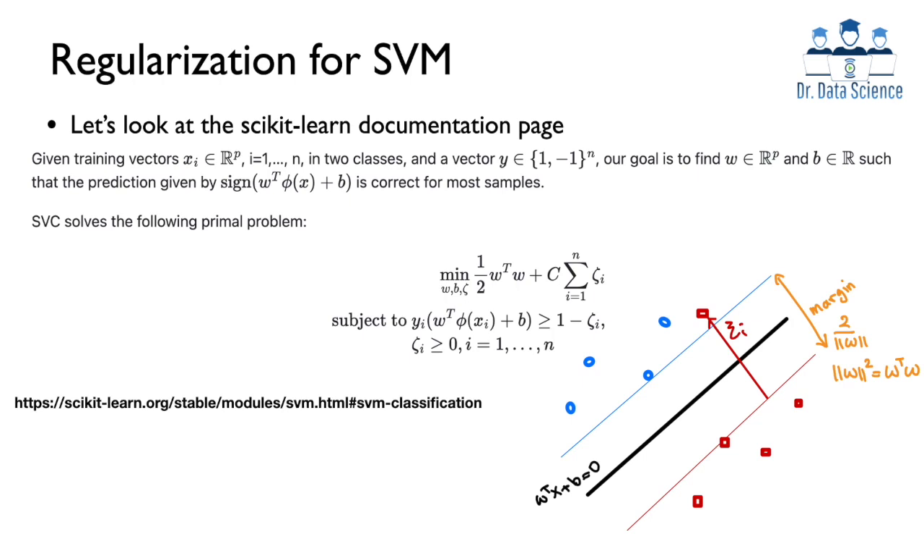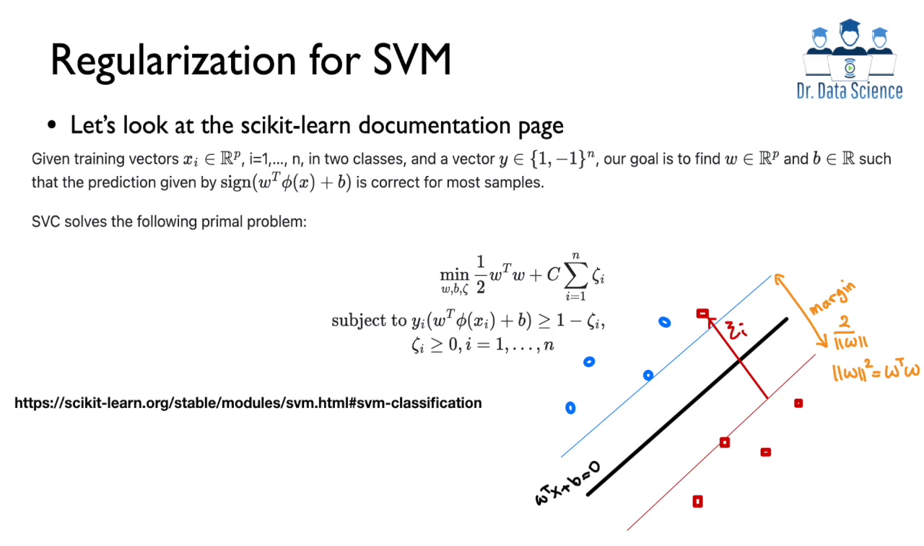So this is the documentation from scikit-learn, which shows you how this optimization works. So again, we have a minimization problem. And the first term, which is W transpose W, is exactly the norm of W to the power of 2. If you're familiar with linear algebra, that's the part that we want to maximize the margin. If we look here, the margin is 2 over the norm of W. So maximizing the margin means we want to minimize the length of W. So that part is always there.